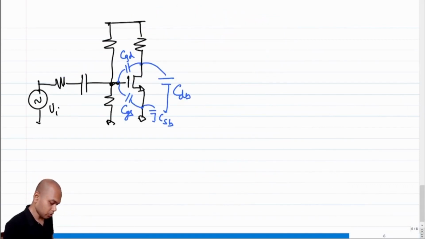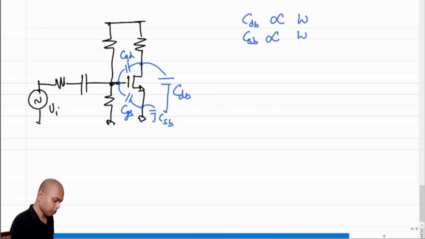So CDB is also proportional to W, and CSB is the same thing. It will also be proportional to W. So we should also keep that in mind. Okay. So this is all good.